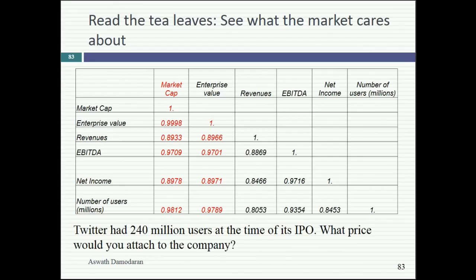Twitter at the time of its IPO had 240 million users. If your job is pricing Twitter based on that previous table, what pricing would you attach to Twitter? The market's paying about $100 per user. They have 240 million users. 240 million times 100 is 24 billion. That is actually very close to the opening price of $45 per share.